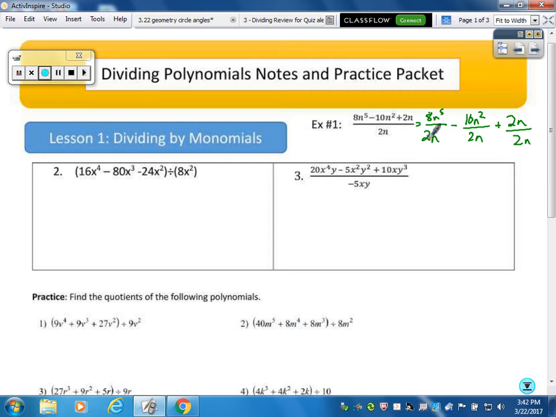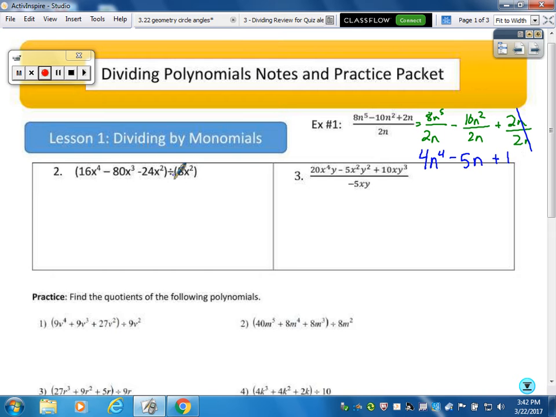So 8 divided by 2 is going to be 4. You had 5 n's, but you're going to cancel one out, so you have n to the 4th. Then you've got 10 divided by 2, which is negative 5. That negative came from the minus out in front. And then you had 2 n's, cancels one out, so you still have one left. Here, most people just want to cancel everything right away, but don't forget that 2 divided by 2 is actually 1. So get that 1 in there for me.